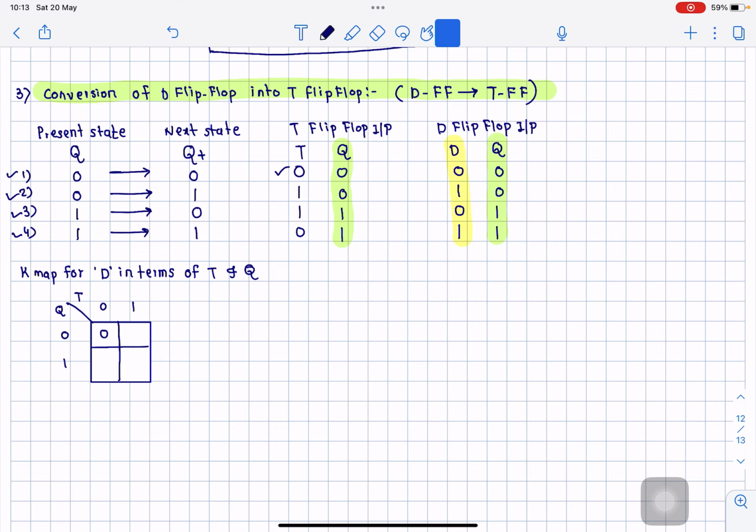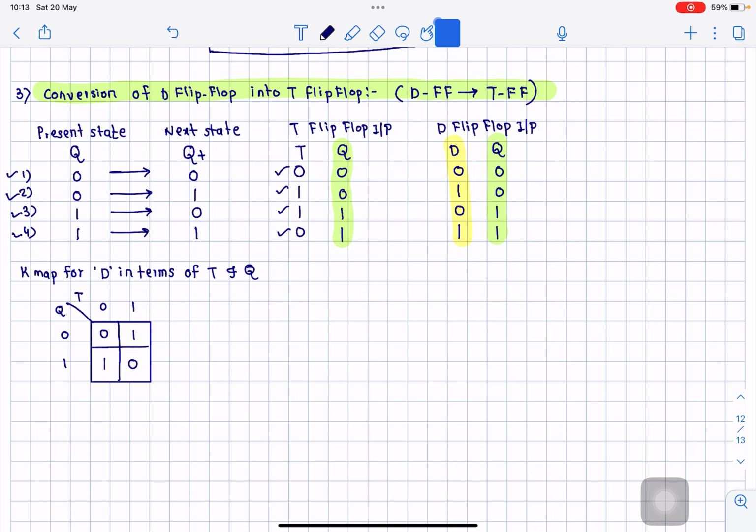When T is 1, Q is 0, D is 1. Right? When both T and Q are 1, 1, D is 0. When both are 1, 1, D is 0, right? And when T is 0 and Q is 1, D is 1.